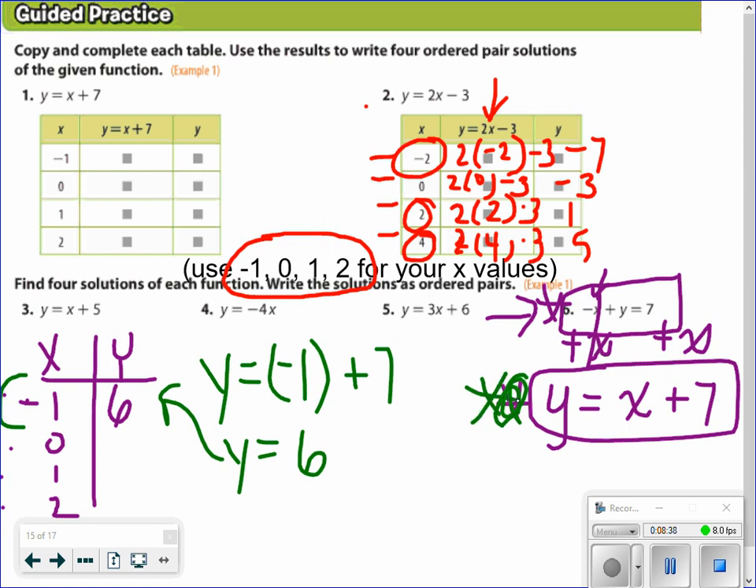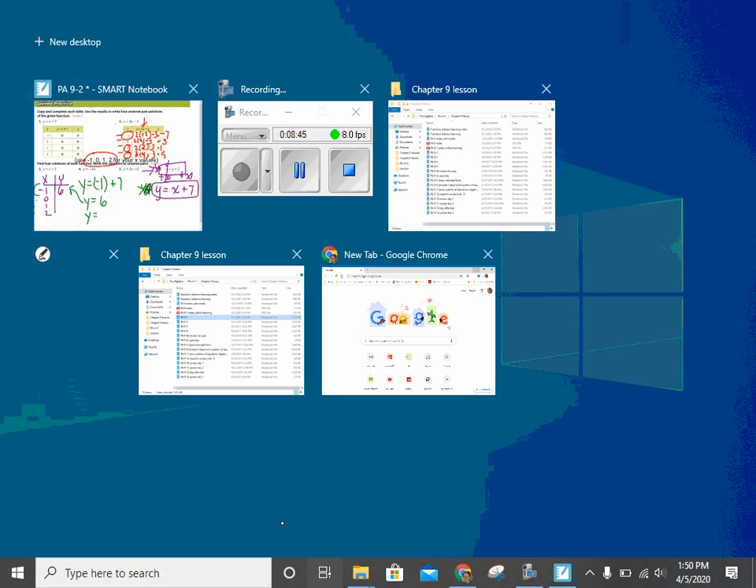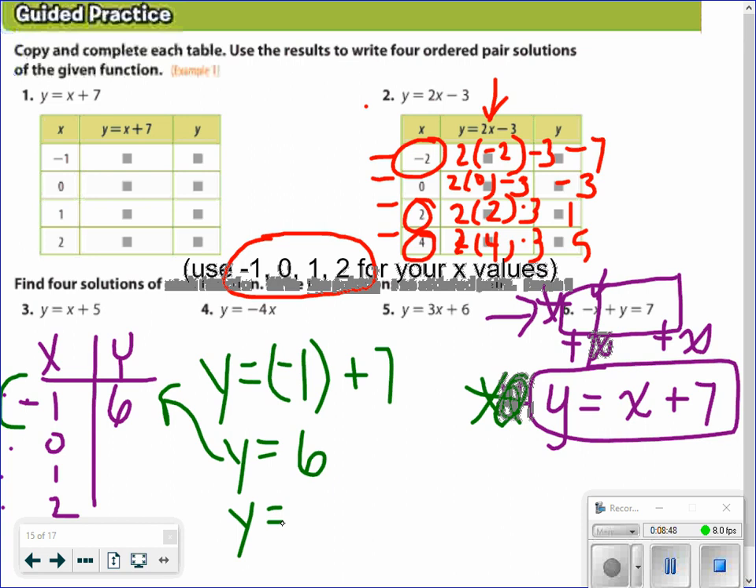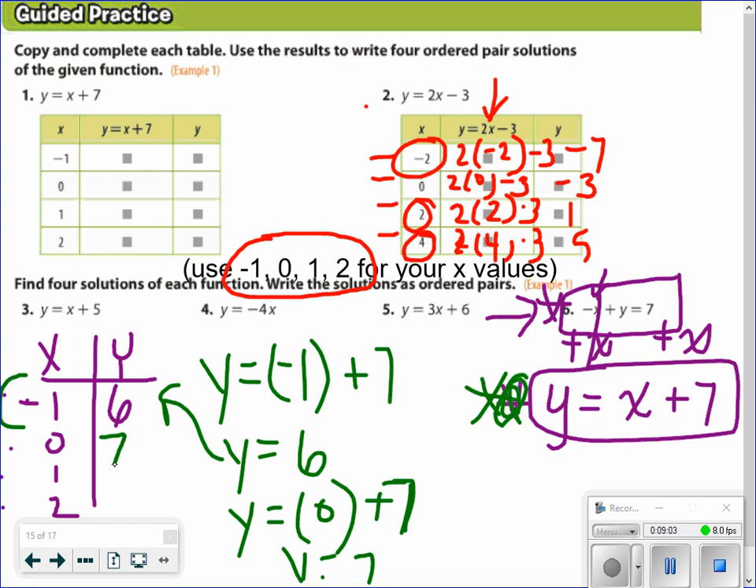Again, I'm going to use this problem here. So I'm going to use y equals, plug in my x value. So my x value is 0. So I'm going to plug in my 0 plus 7, and y equals 7. 0 plus 7, sorry. All right, go on to my next one. Y equals, and again, I'm just using this equation over and over and over again. I'm going to plug in my 1 this time.